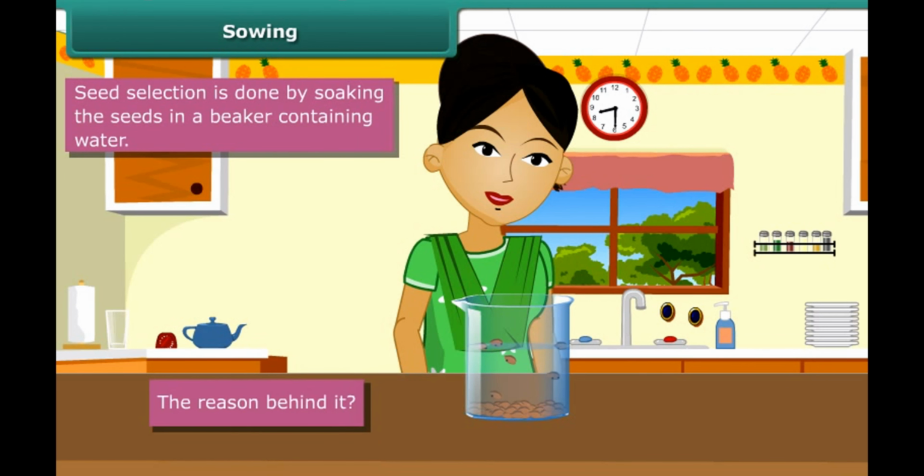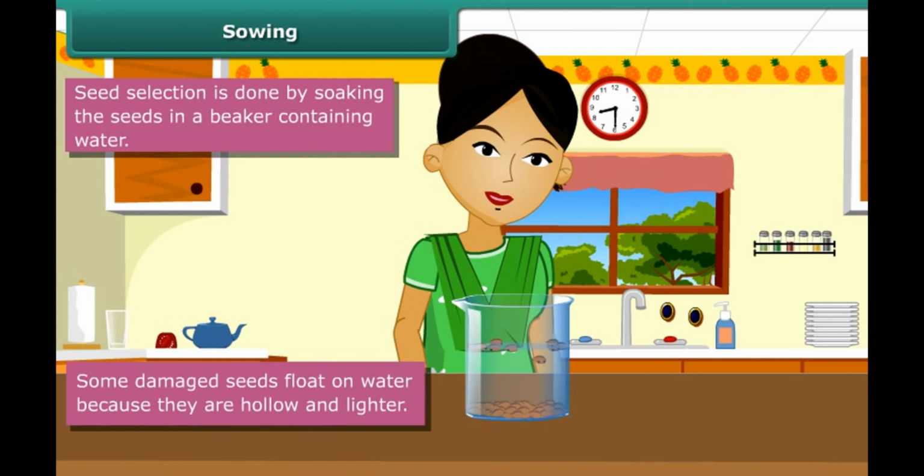What is the reason behind this? Some damaged seeds float on water because they are hollow and hence lighter. Actually, this is a good method for separating good, healthy seeds from the damaged ones.